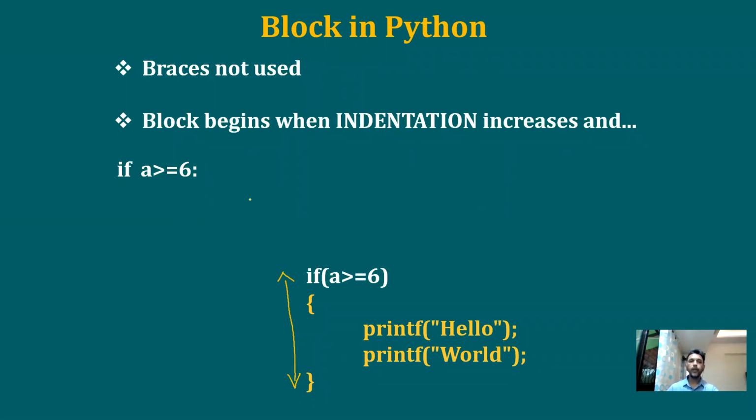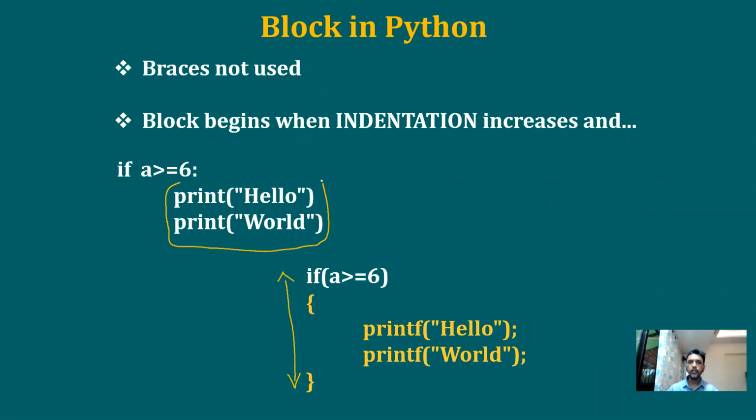Now, be attentive. How do we give this block in Python? I'll write: if a greater than or equal to 6 colon, printf hello, printf world. Now over here, listen to me carefully. This thing which you see is a block in Python. When the Python interpreter looks at these two statements, it will automatically understand that these two statements constitute one block.